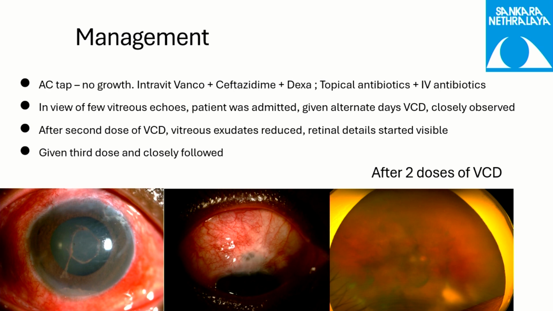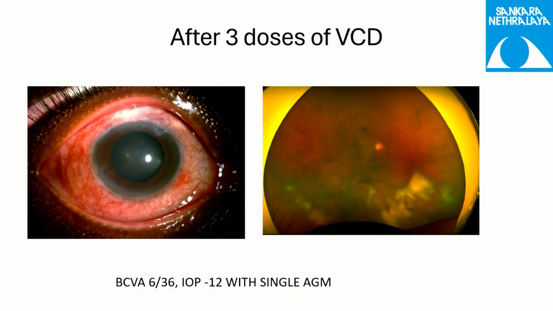I had a concern whether I would be taking the organism and going inside the eye, but there was already vitreous involvement. I couldn't see the fundal glow, by which it's understood that there is some vitreous involvement, even though we couldn't see it in the ultrasound. There was no growth in the AC tap or anything. With alternate day VCD, the patient really improved well. You can see this thin cystic bleb here. So this is healing blebitis. After 3 doses of VCD, the patient improved very well.